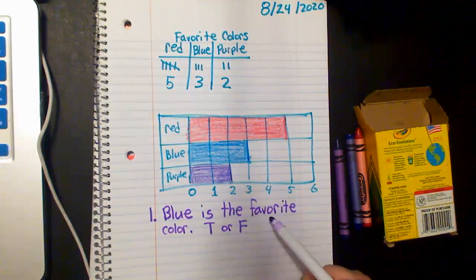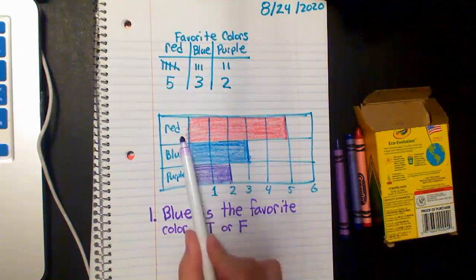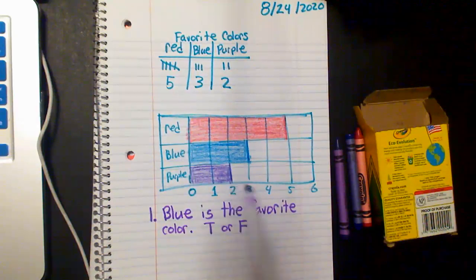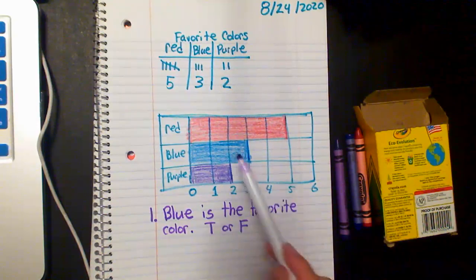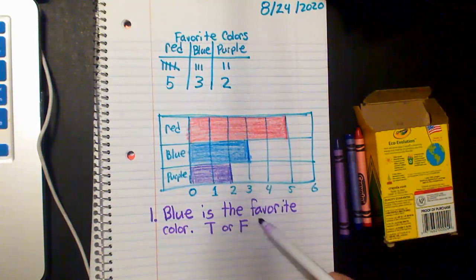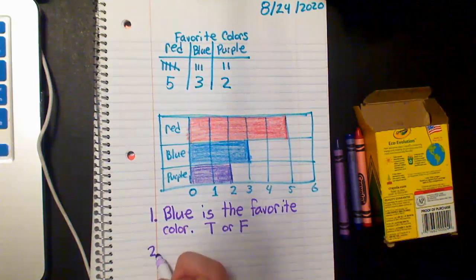Now you know if it's the favorite based on if it has the most. Now if blue has the most, then you're going to circle what you think. If it does not have the most, then you're going to circle what you think. True means that yes, it's correct, and false means no, it is not correct. Okay, so let's go to our next question.